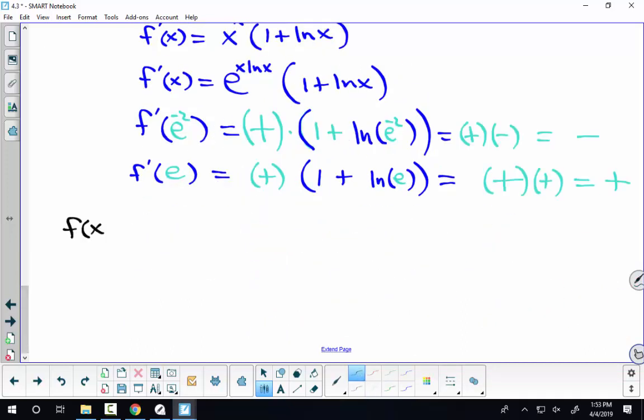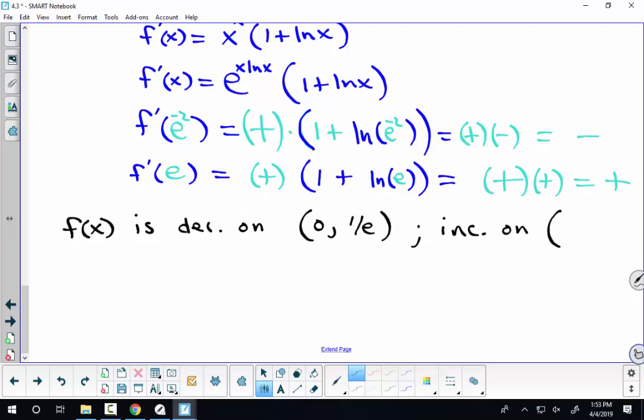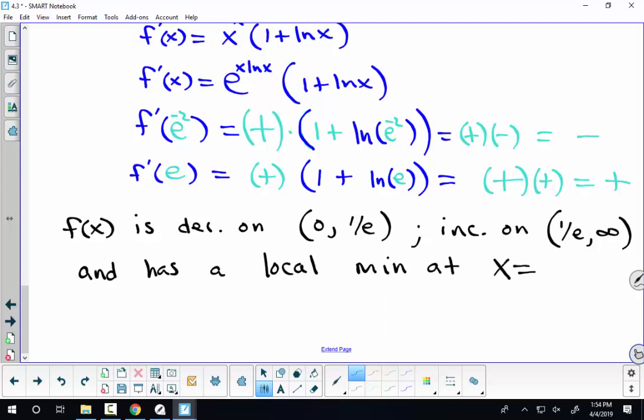So f of x is decreasing from 0 to 1 over e, or e to the negative 1. Increasing from 1 over e to infinity. And has a local minimum at x equal to 1 over e.